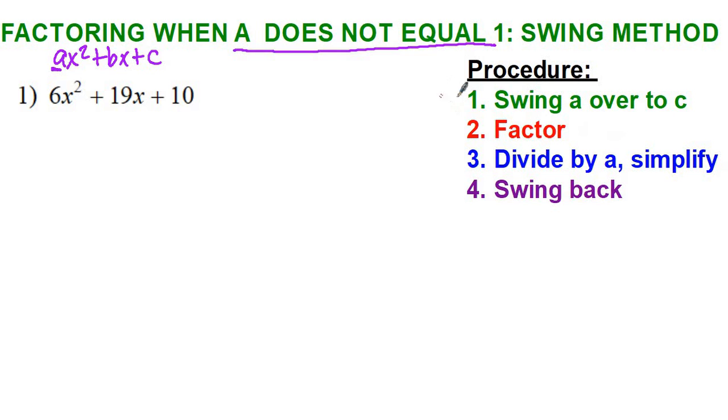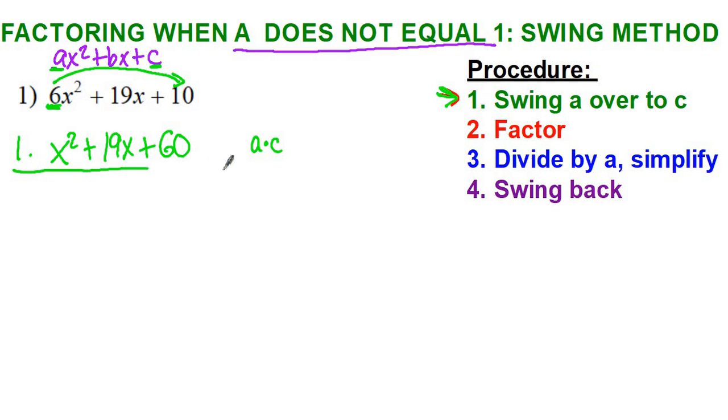It's called the swing method because the first step is, and I'll try to use different colors here to keep it organized, so we use green for the first step. The first step is to swing a, and by a I mean the number in front of x squared. So in this case a equals 6. The first step is to take the a and swing it over to c, and c of course means this last number. What do I mean by swing it over? It basically means to multiply. So if we swing that over, it becomes x squared plus 19x, and then the 6 gets multiplied by 10. That's the same as multiplying a times c. So step 1 is swing a over to c.